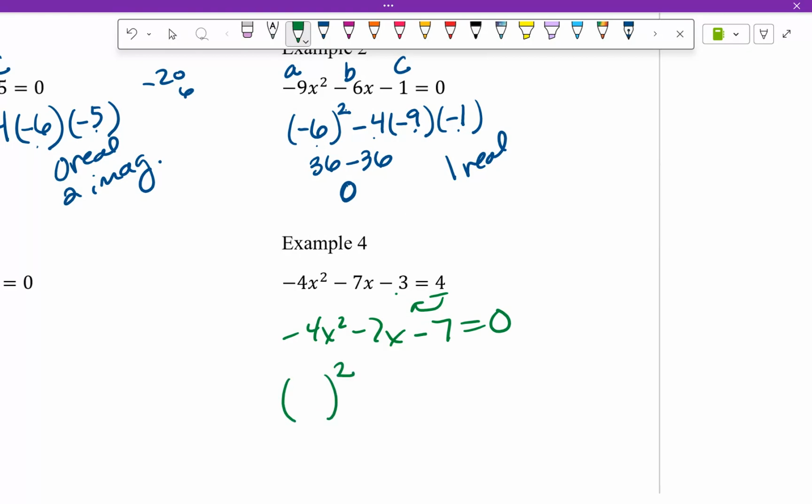What am I putting in for the b this time? -7.